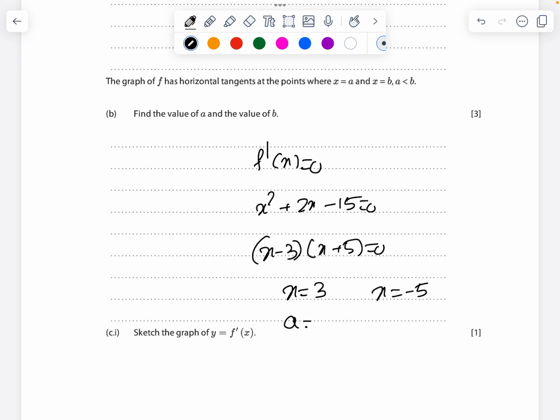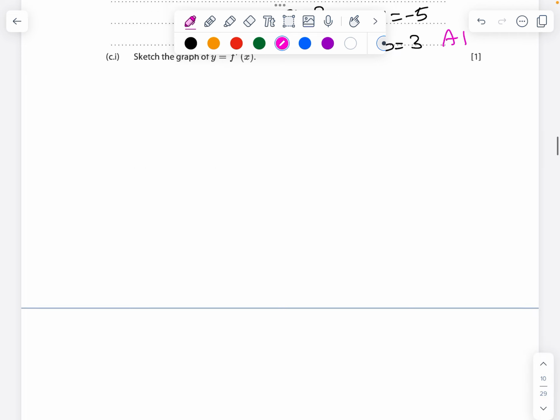So what is the value of A? A is negative 5. And what is the value of B? 3. Method 1 mark over here, and another method 1 mark and accuracy 1 mark.